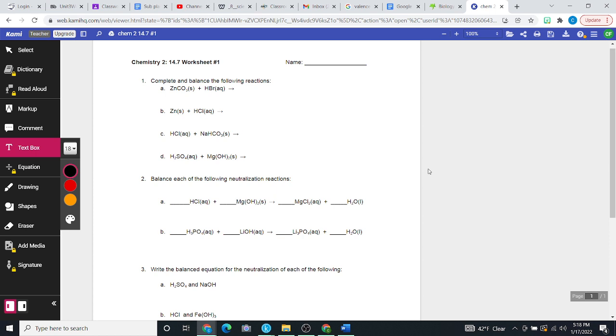All right, so 14.7, I want to go over this worksheet. You got this worksheet last Tuesday when we all were at school, right before the week-long break. All right, so let's look at that.